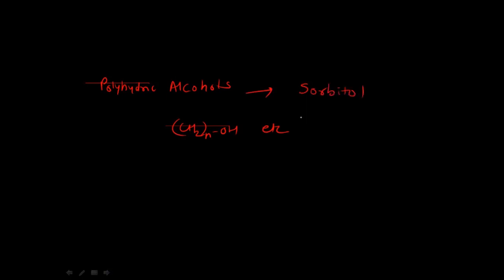And the last type, polyhydric alcohols. Polyhydric alcohols means in which many hydroxyl groups are present. For example, CH2OH and so on. The examples of polyhydric alcohols are sorbitol and mannitol. So sorbitol and mannitol are the examples of polyhydric alcohols.